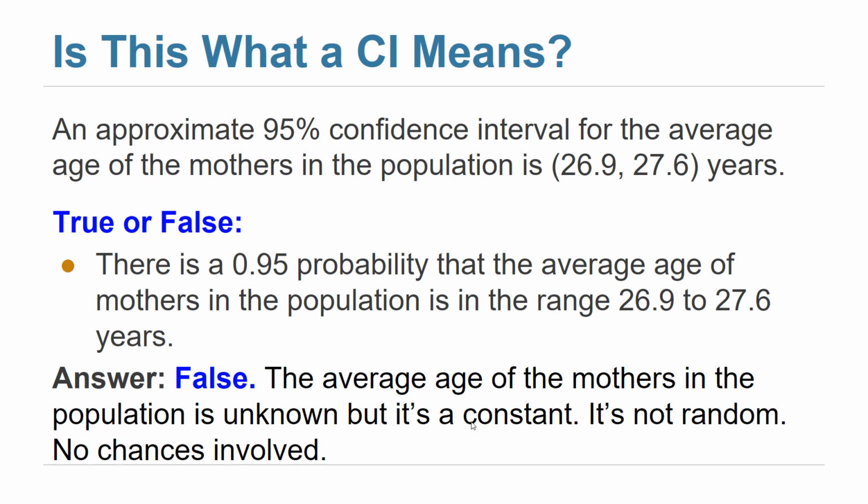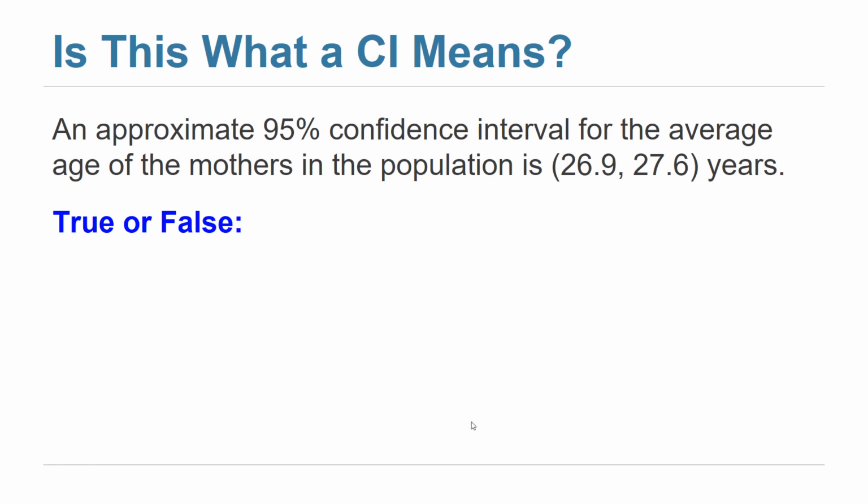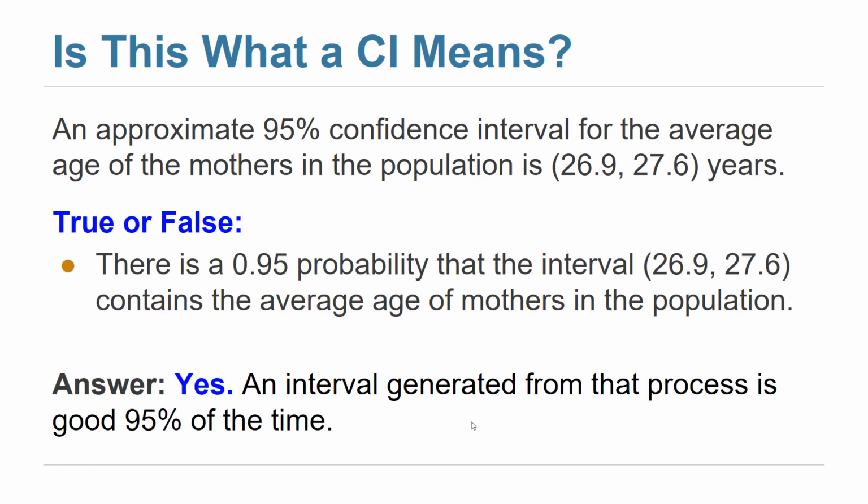So we cannot say that there is a 95% probability that the true average age is in this interval. That's incorrect. What is correct is the previous one, from the previous slide, when we said that there is a 95% probability that the interval contains the average age of mothers. These are two different things. The probability is about the interval, not about the average age, because the average age is not a random variable. It's a constant, but we don't know it, and we want to estimate the value of it.